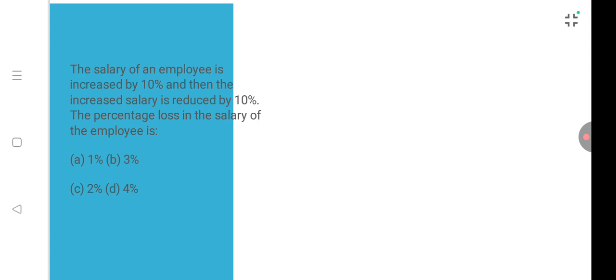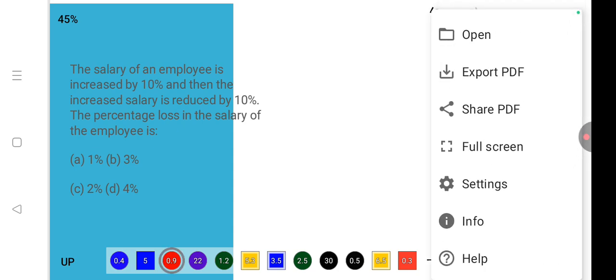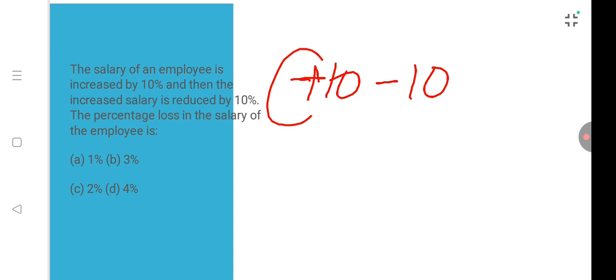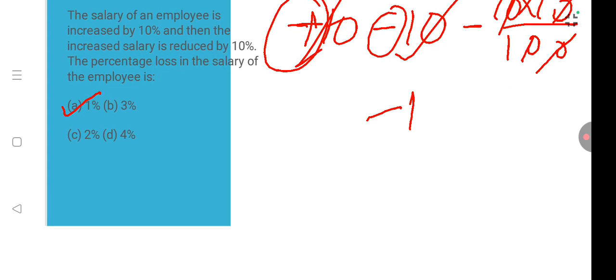So we know the formula. First it increases, so plus 10 percentage, and then reduced by 10 percentage. So minus 10, plus into minus, minus. So 10 into 10 by 100. So plus 10 minus 10 cancel. So minus 1. So loss of 1 percentage is here.